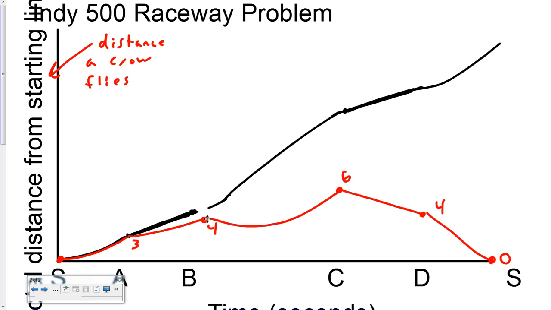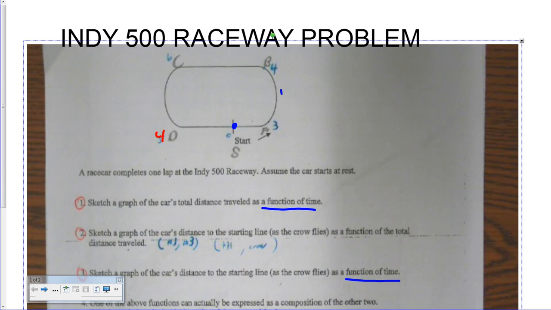All right, so far we've got an understanding. I mean, it's not perfect, but we see how they're related. The next question is going to be a little bit more confusing because it says, for number 2, sketch a graph of the car's distance to the starting line as a function of the total distance traveled. X, total distance traveled. Y, car's distance to the starting line as the crow flies. So we need another graph for this one.